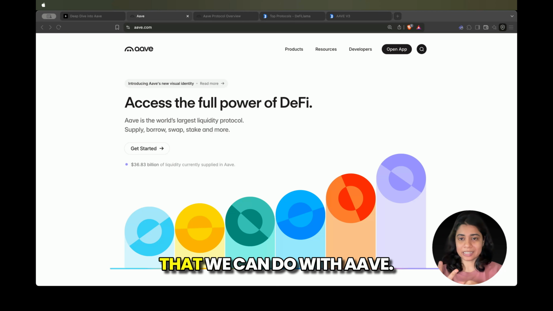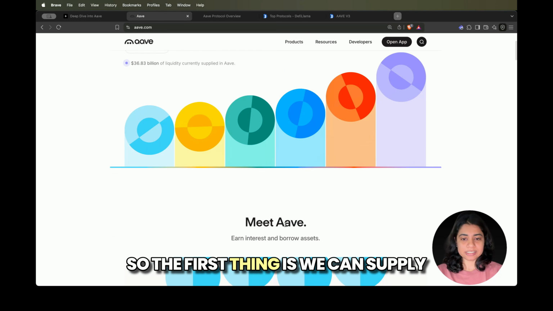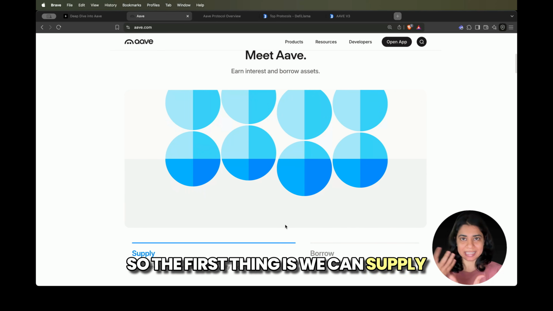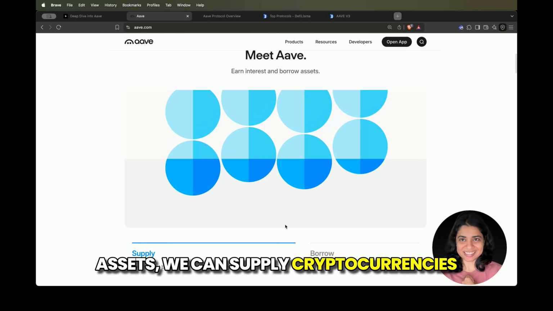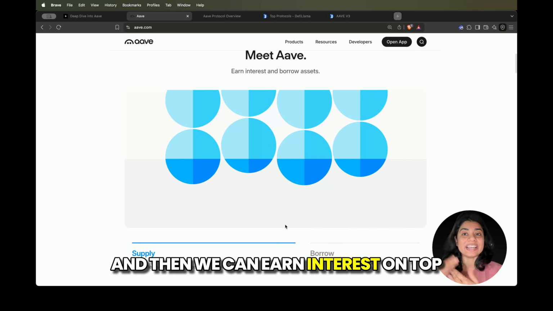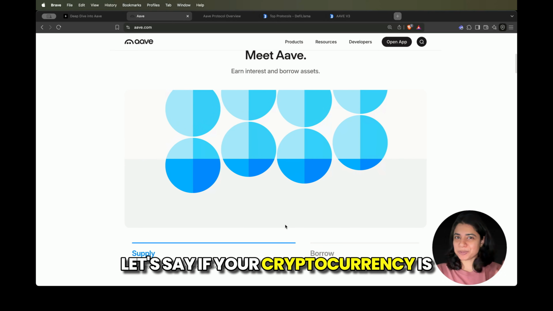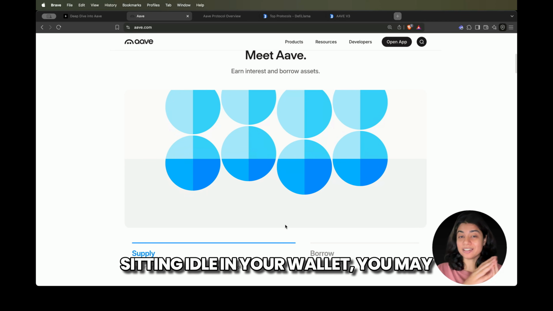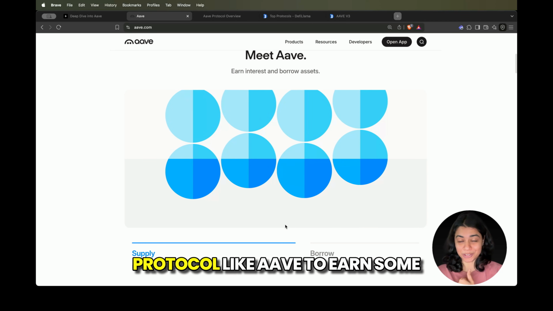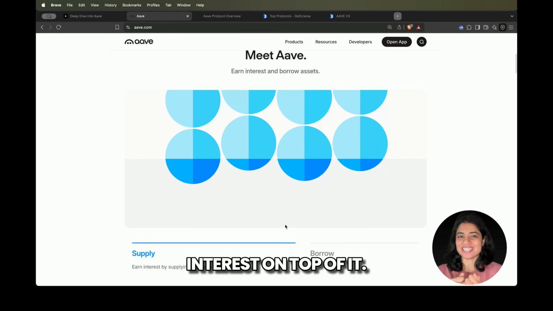So there are two things that we can do with Aave. The first thing is we can supply assets. We can supply cryptocurrencies and then we can earn interest on top of it, which is like a passive income. Let's say if your cryptocurrency is sitting idle in your wallet, you may want to supply it to a lending protocol like Aave to earn some interest on top of it.